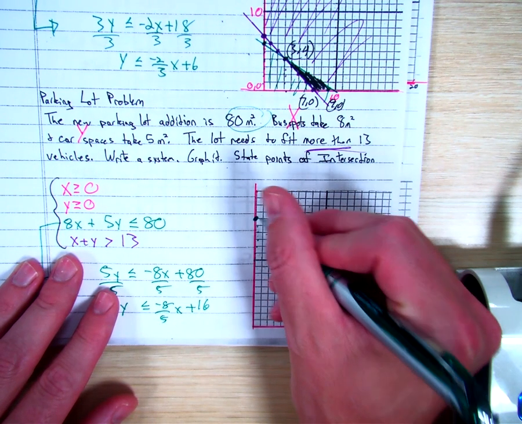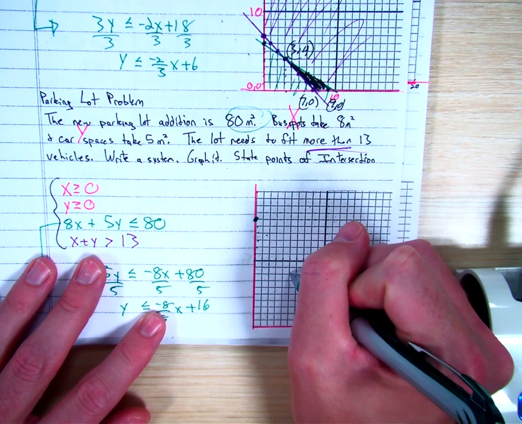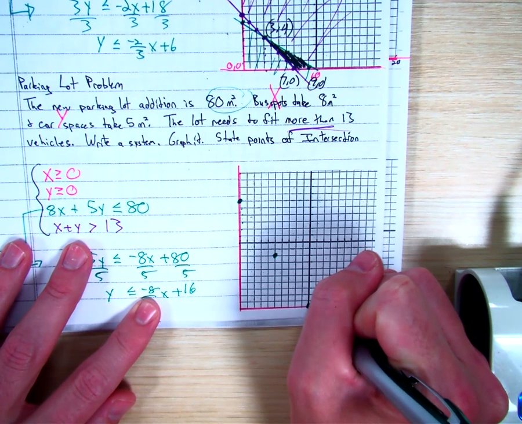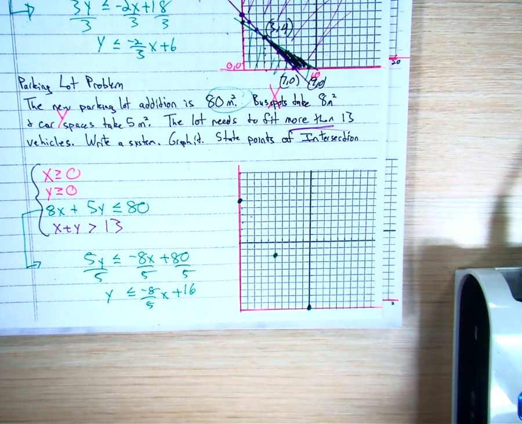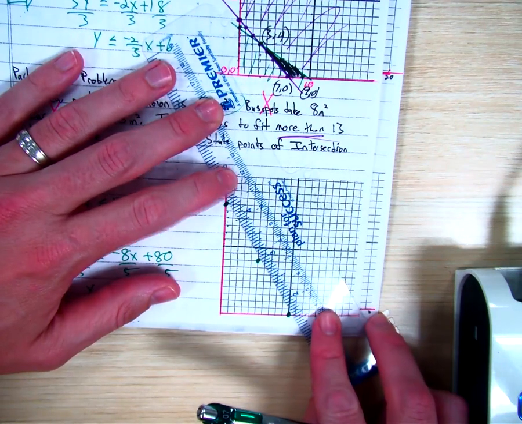And we're going down 8, out 1, 2, 3, 4, 5. Down 8, out 5. Solid line, shading below.